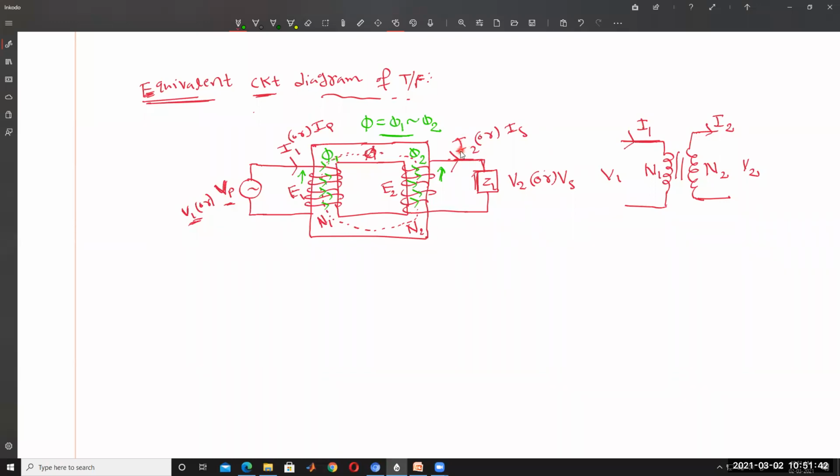If the current I2 is increasing, the flux phi 2 is increasing. So in order to meet the load demand, the current I1 also increases. Then phi 1 also increases. That means phi 2 increases, phi 1 also increases, so the resultant of the total flux is always constant. That's why the transformer is called a constant flux device.